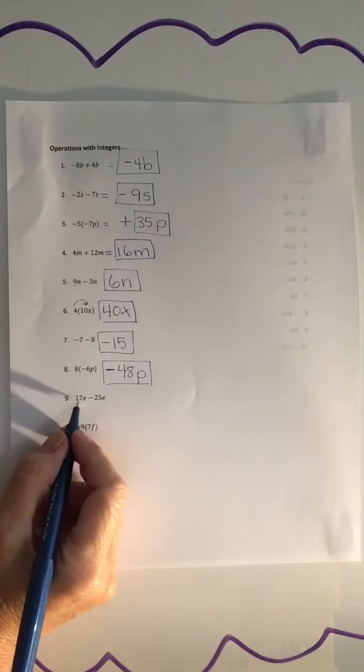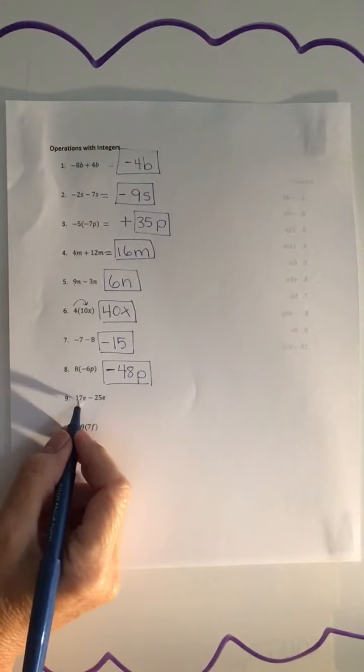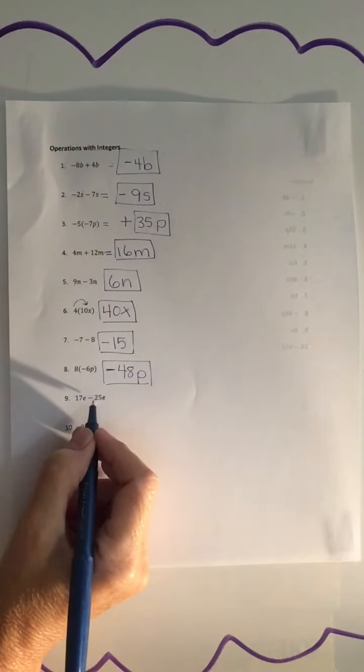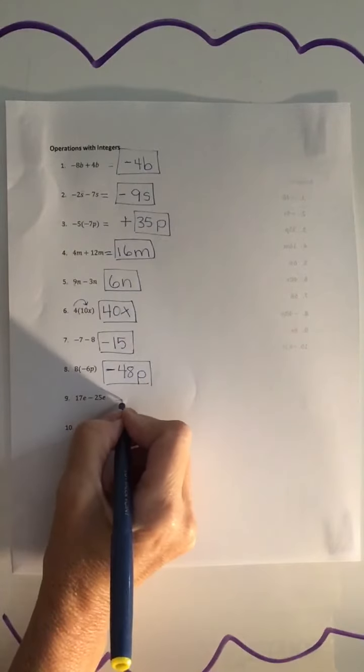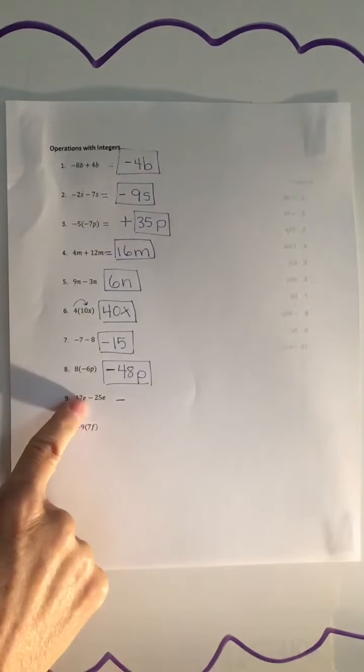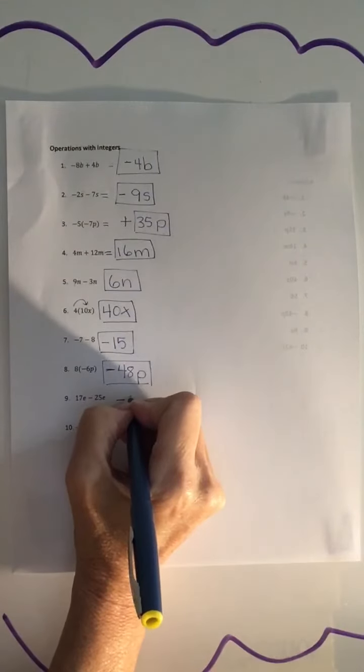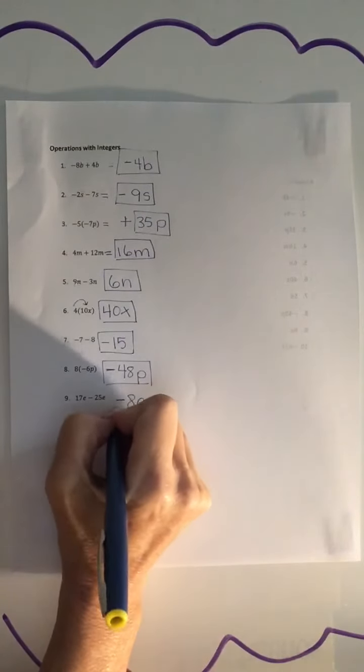Here we have 17 is our coefficient of the first e, and -25 is the coefficient of the second e. We have more negatives than positives. So we simply have to ask, how many more negatives do we have? Well, that would be, what, 8? 8 more negatives.